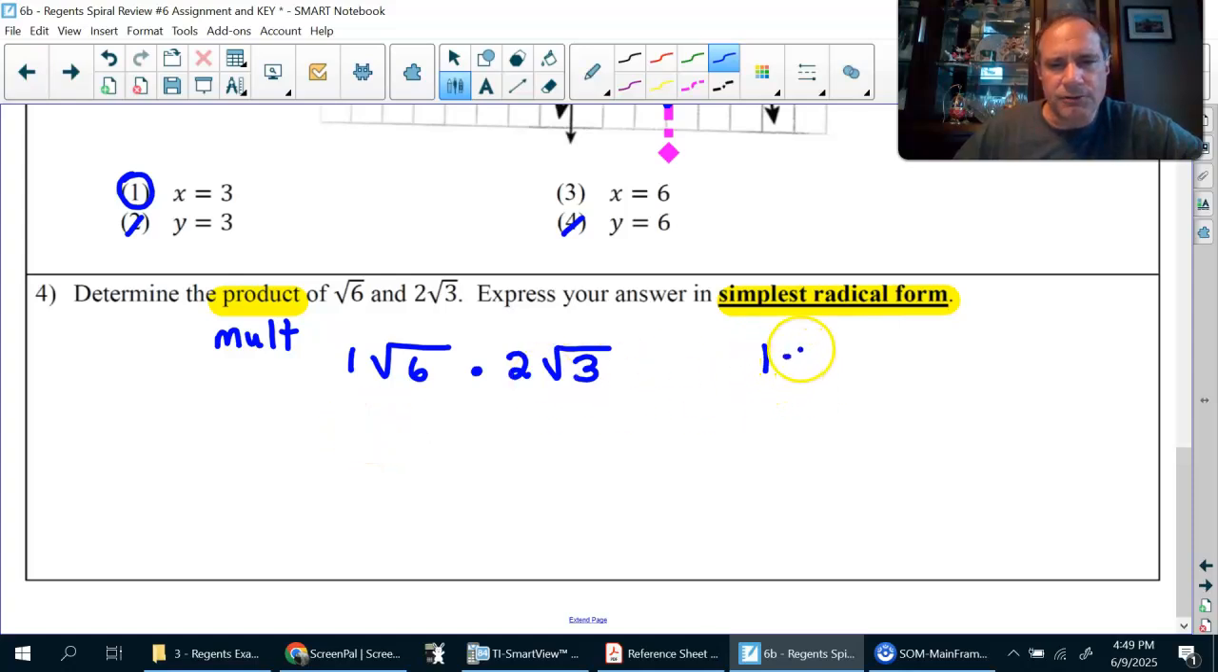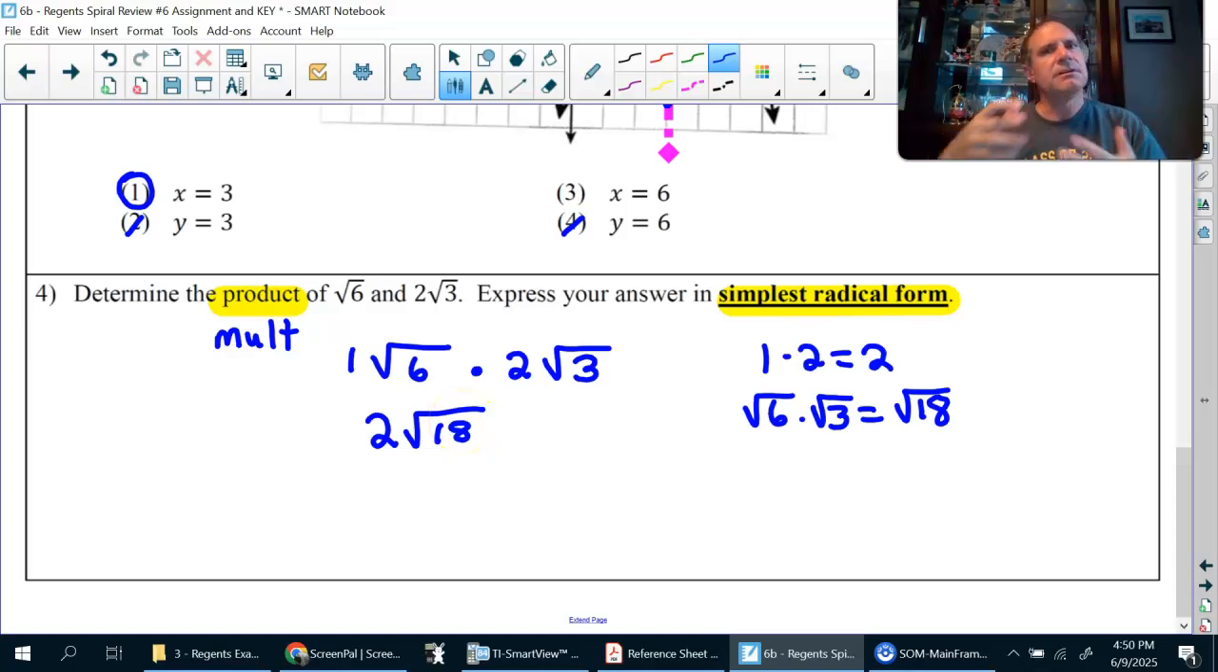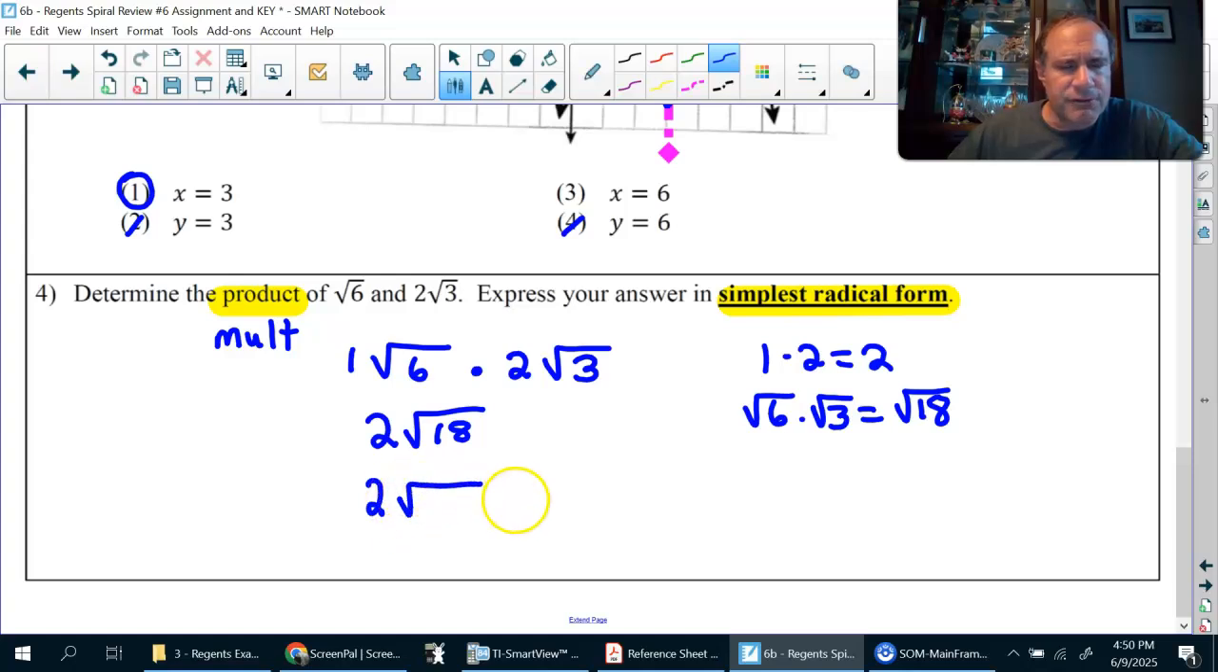So 1 times 2 equals 2. And then radical 6 times radical 3 is radical 18. So 1 times 2 is 2, and then we get radical 18. It says simplest radical form. So that means that square root of 18 has to break up into a perfect square and a non-perfect square. So we're going to have a perfect square root and a non-perfect square root. And we're going to break this up into 2 numbers that multiply together that equal 18.